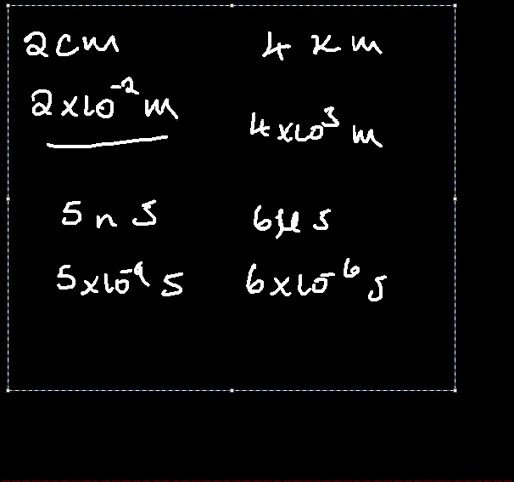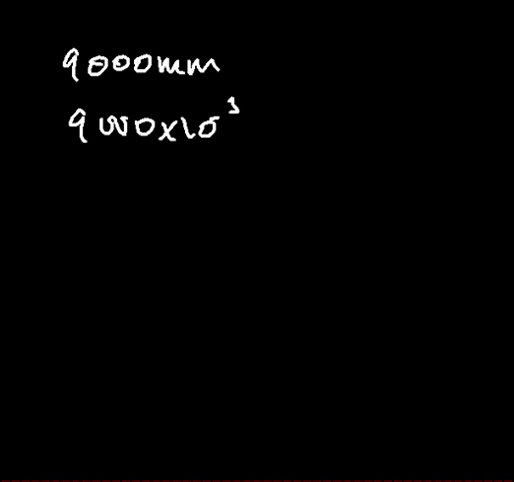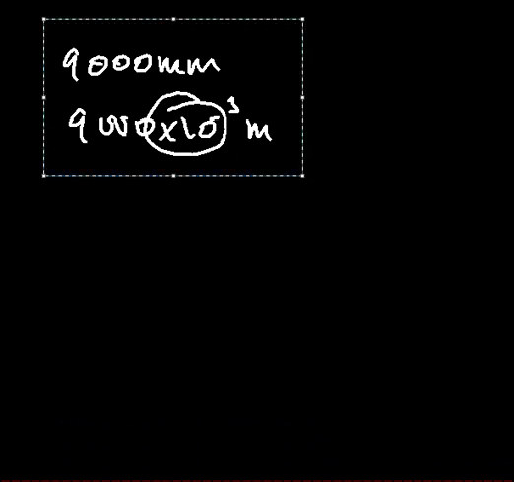And let's say we have 9,000 millimeters. How should you have this in meters? In this case, we have to substitute milli with its value. Have it as 9,000 times 10 to the power negative 3 meters. So whenever we are removing the prefix, we substitute that with the value of the prefix.